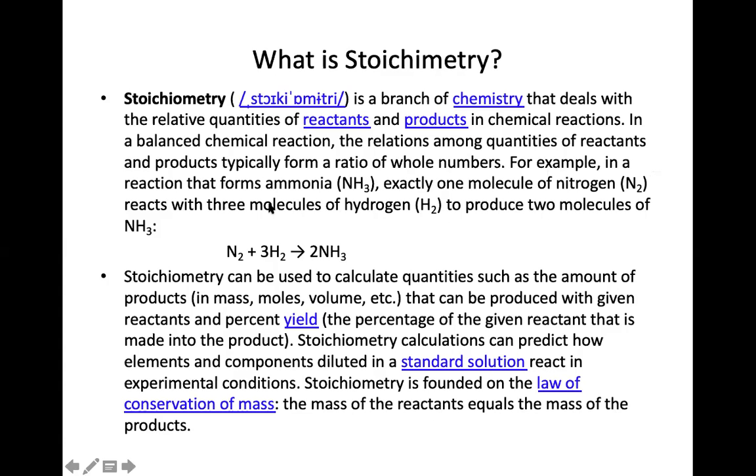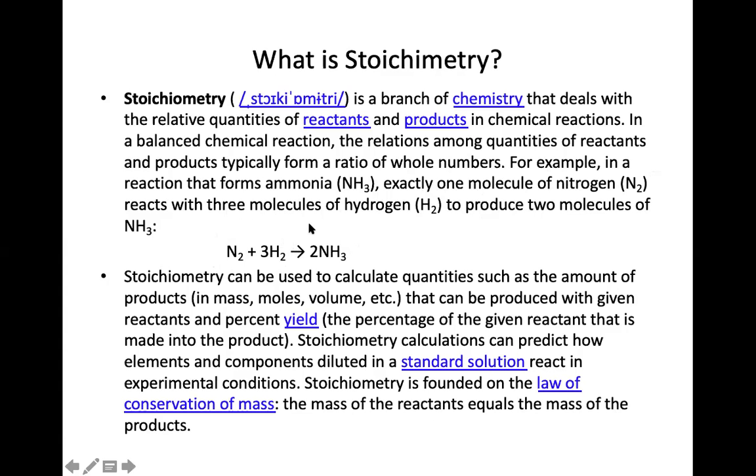For example, in a reaction that forms ammonia, exactly one molecule of nitrogen reacts with three molecules of hydrogen to produce two molecules of ammonia. This is a balanced reaction. You see, no other remaining nitrogen, two nitrogen here, two nitrogen, six hydrogen here, six hydrogen. So this is a balanced reaction.